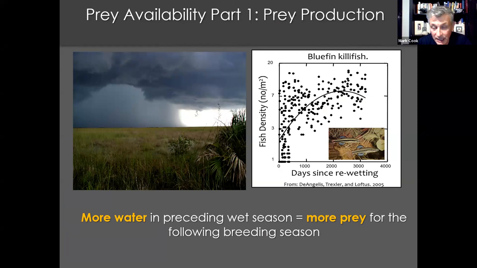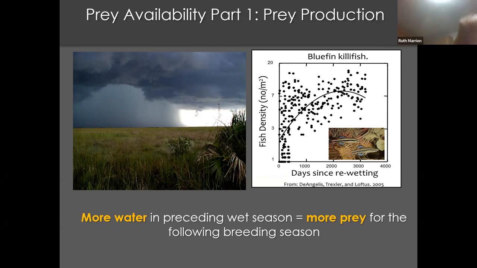The first of these is prey production. We've got to make lots of fishes and crayfish for these birds to eat. The more they produce, the better it is for the birds, basically. The Everglades is a fluctuating wetland. It gets wet in the wet season and it dries down in the dry season. In these fluctuating marshes, one of the most important things is how long we have water in the system.